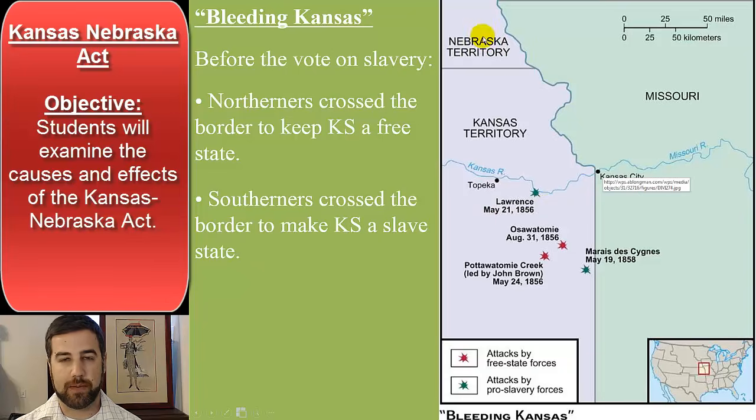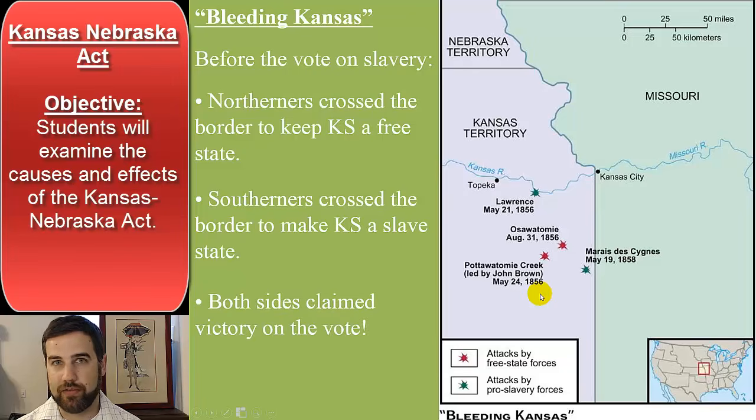So the Kansas and Nebraska territories both border Missouri, which is a slave state. And since it's based on votes in the territories, we're going to have northerners crossing into Kansas and southerners crossing into Kansas to sway the vote to make Kansas either a free territory or a slave territory. And that's going to lead to a number of bloody events that are going to happen. This is what we call Bleeding Kansas.